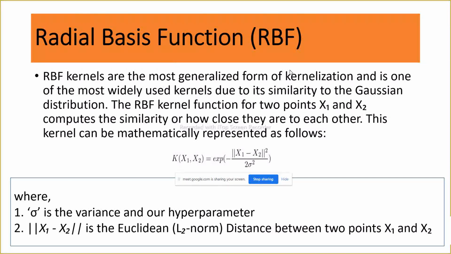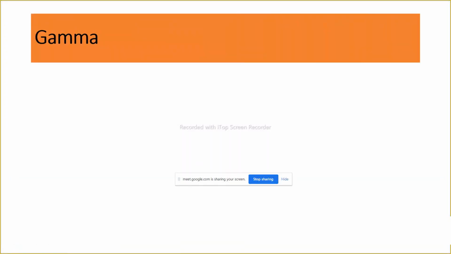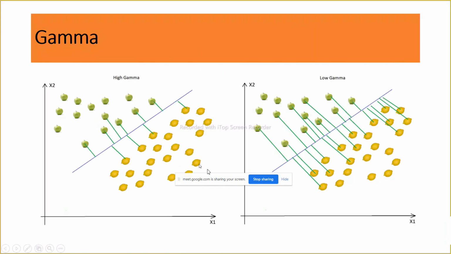So in this time you can see gamma. Gamma is another most popular argument for support vector machine. We can get the gamma in two types, high gamma and low gamma. The gamma parameter defines how far the influence of a single training example reaches. This means that high gamma will consider only points close to the hyperplane, and low gamma will consider points at a greater distance.